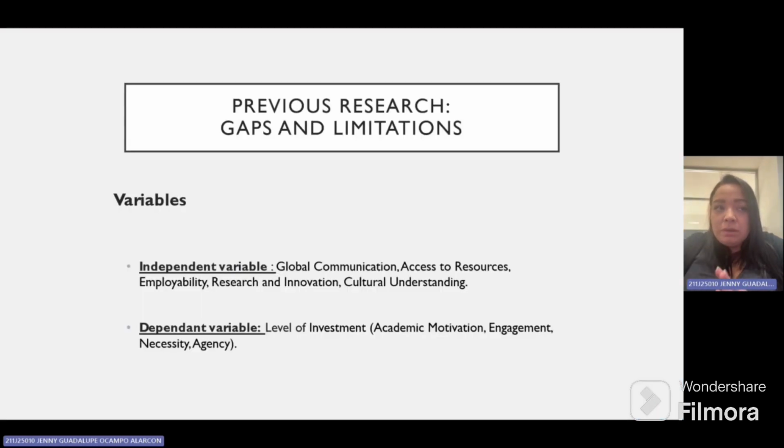First of all, the variables that I have found are two types of variable: the independent variable and the dependent variable. The independent variables are global communication, access to resources, employability, research and innovation, and cultural understanding. The dependent variable is the level of investment, which involves some factors like academic motivation, engagement, necessity, and agency.